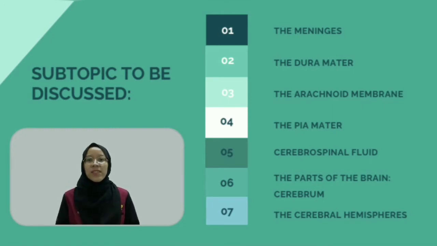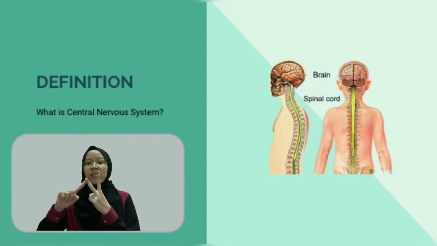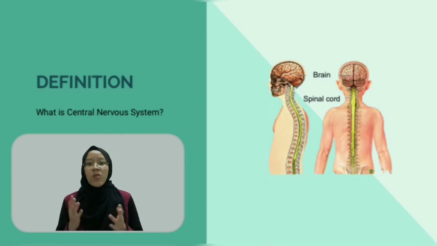In the central nervous system, there are 7 subtopics to be discussed: the meninges, the dura mater, arachnoid membrane, pia mater, cerebrospinal fluid, cerebrum, and cerebral hemisphere. The central nervous system consists of the brain and spinal cord. The brain is protected by the skull, which is the cranial cavity, while the spinal cord travels from the back of the brain down the center of the spine and stops in the lumbar region of the lower back.